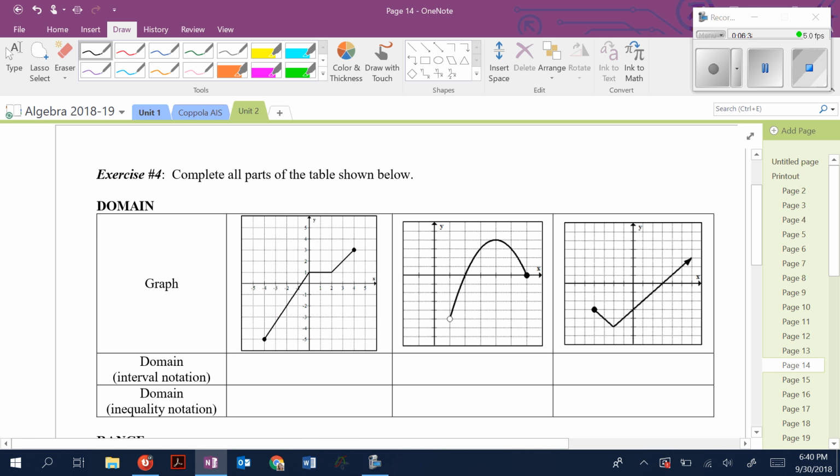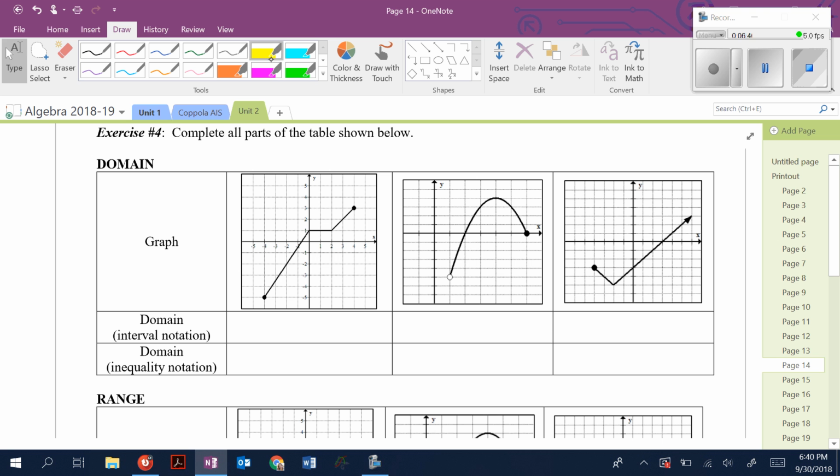All right, onward to the next page. All right, if you have a highlighter, well, how about this? Go grab a highlighter if you don't have one and pause the video. Because what we're going to do here is we are going to look at the domain and range.